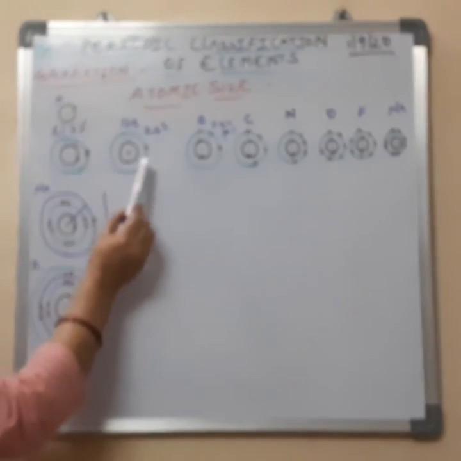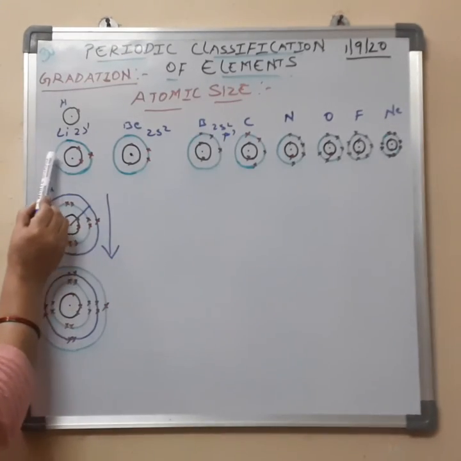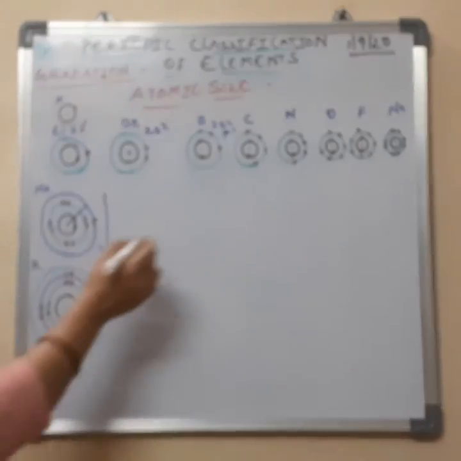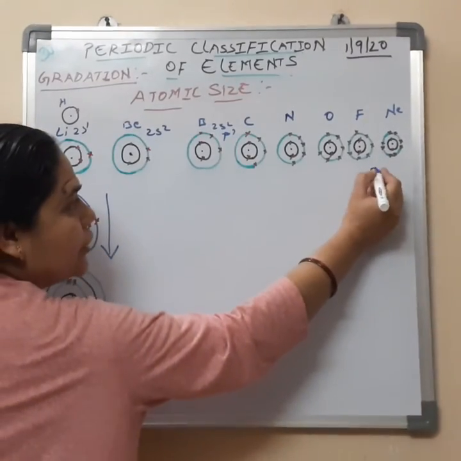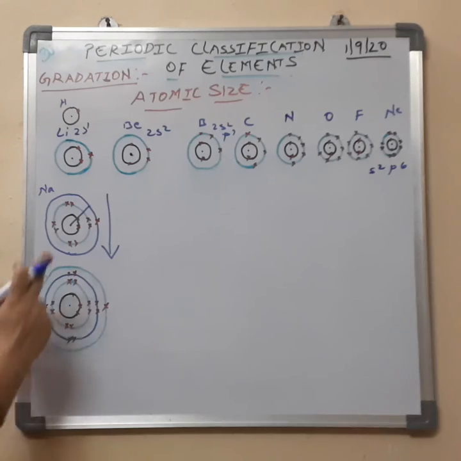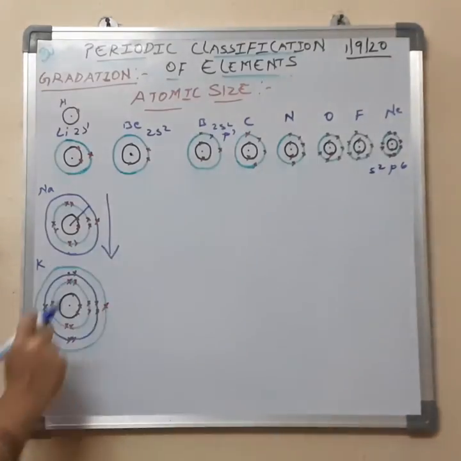If you see now, in the second period, it starts with lithium and ends with neon, where neon has a configuration of 2s2 2p6. That means the electrons are filled in the same shell. So now what have you observed? Along the period, the atomic size decreases.